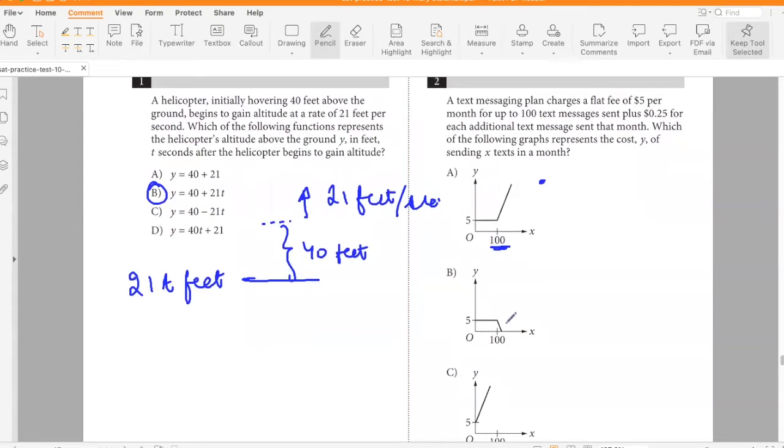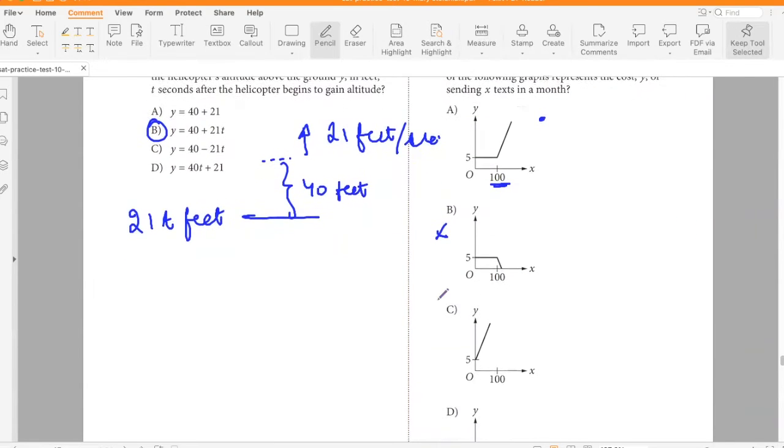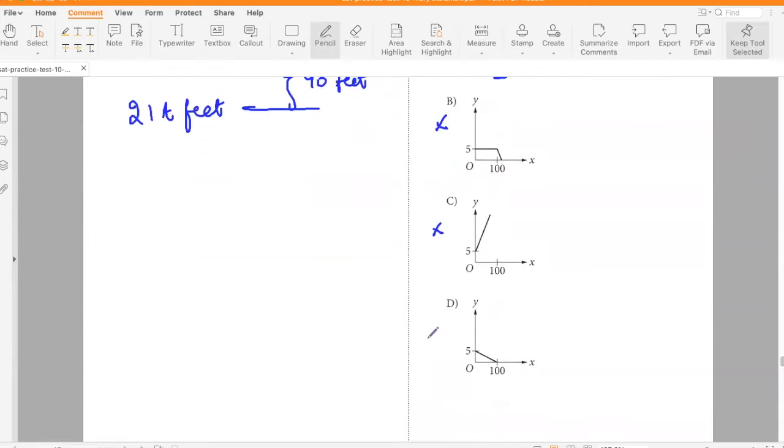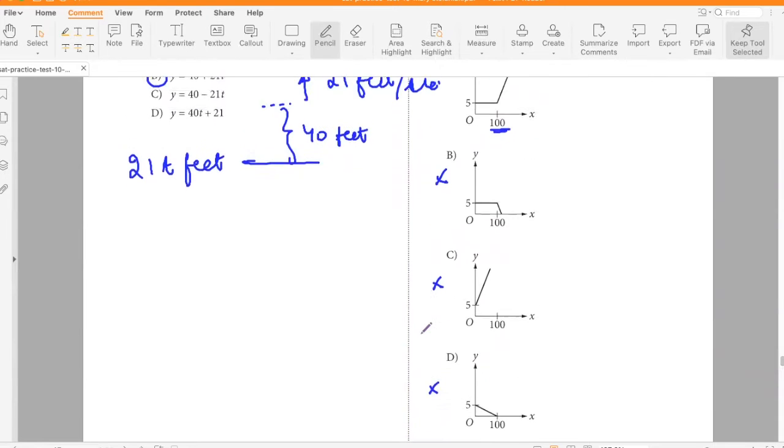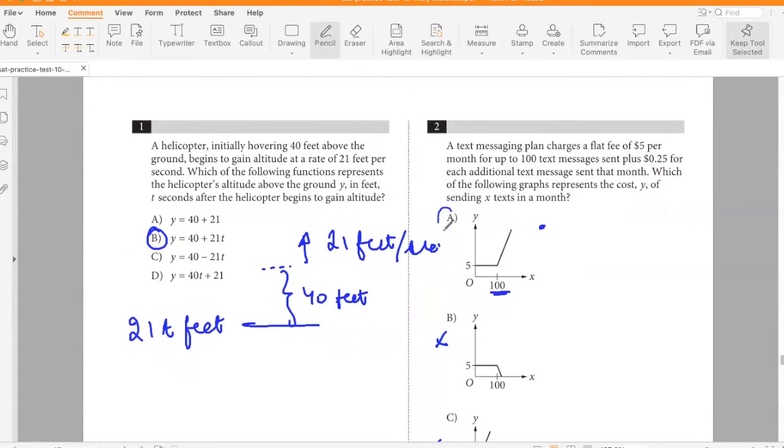Now here there is a problem because the cost is falling, so it can't be B. This is incorrect because here the cost is rising right from the first text, which is incorrect. And here the cost is falling, so that's also wrong. So the best answer is A.